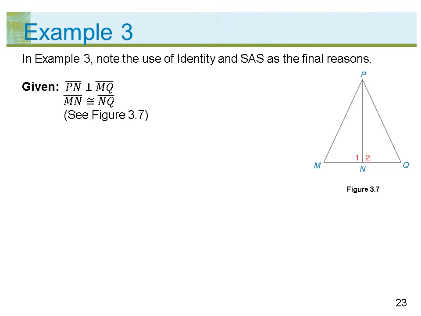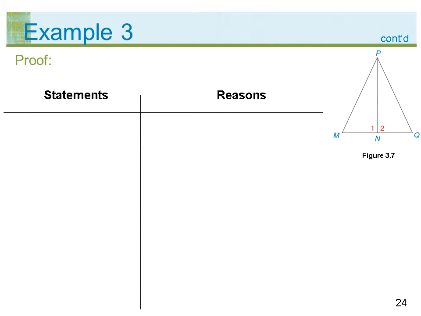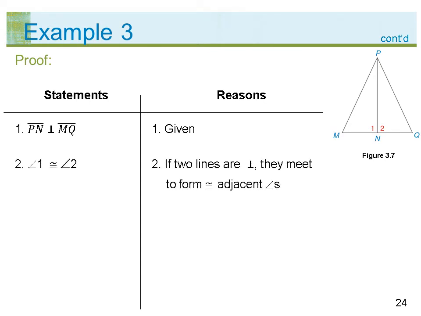Given, line segment PN is perpendicular to line segment MQ. Line segment MN is congruent to line segment NQ. See figure 3.7. Prove triangle PNM is congruent to triangle PNQ. Proof. Statements. Reasons. Statement number 1. Line segment PN is perpendicular to line segment MQ. Reason number 1, given. Statement number 2. Angle 1 is congruent to angle 2. Reason number 2, if two lines are perpendicular, they meet to form congruent adjacent angles.